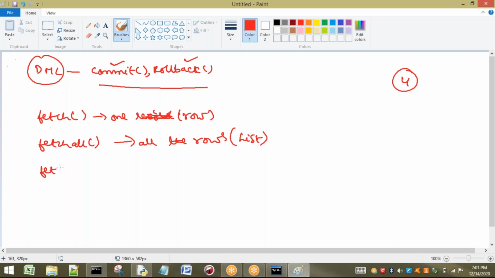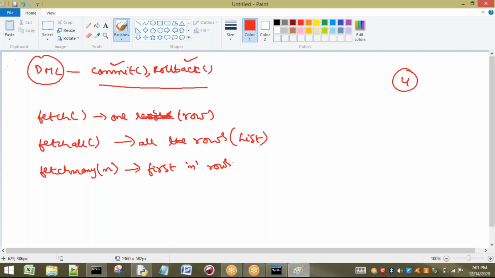Next, if you don't want to fetch one, and you don't want to fetch all, I want to fetch only some of the rows, say 10 or 20 or 30, for example. So I have to write fetch many of n. The n value I have to write. That means it is going to fetch the first n rows of the data.